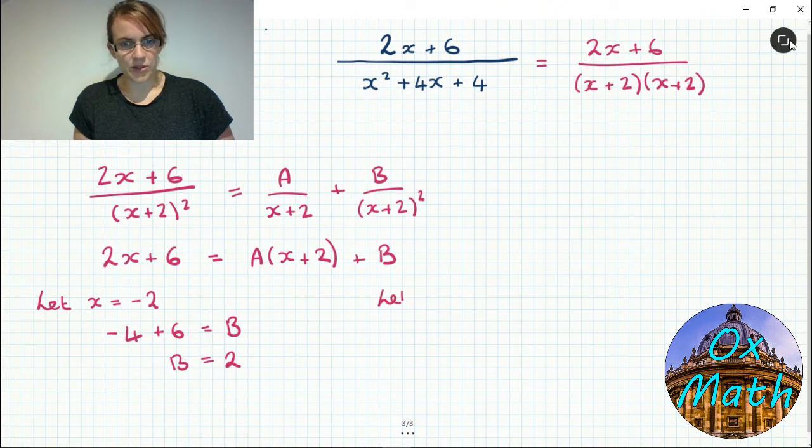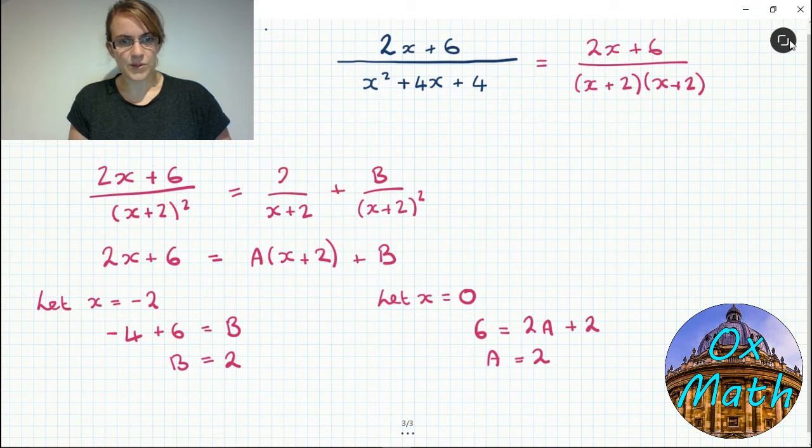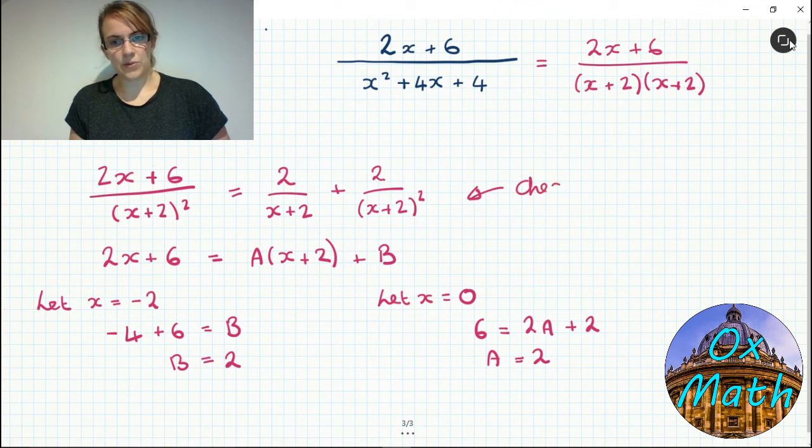And then I'm going to choose x equals 0, and now I know b, that will allow me to find a. So I'll end up with 6 equals 2a plus b, which is 2. So a is 4 divided by 2, which is also 2. So if I go back to my original question, we've got 2 over x plus 2 plus 2 over (x plus 2) squared. And remember that you should also multiply it back out and add it together to double check it.